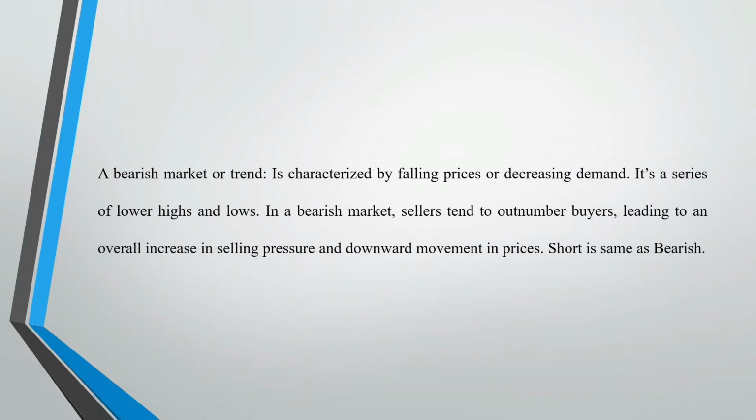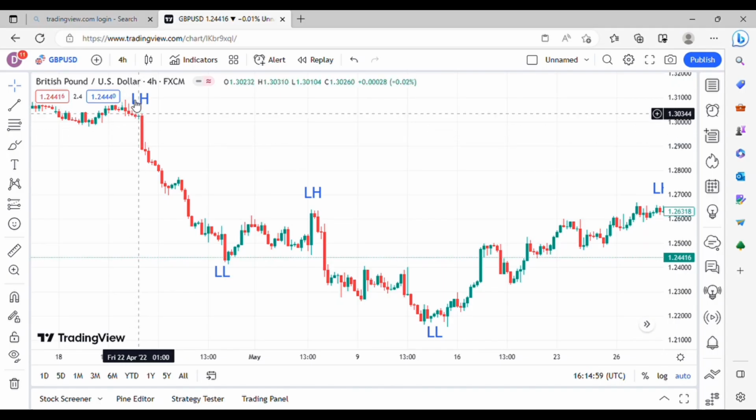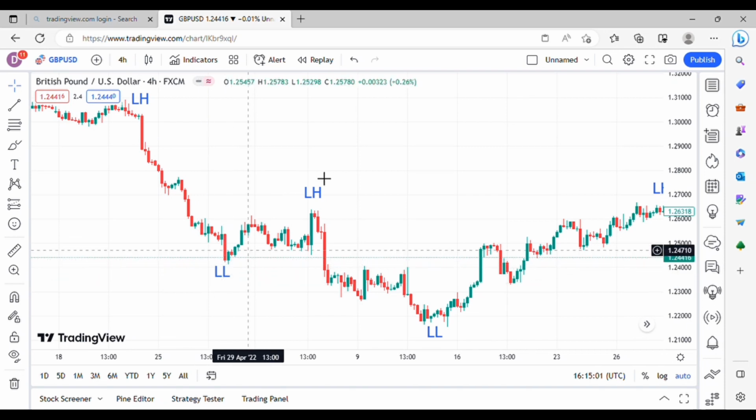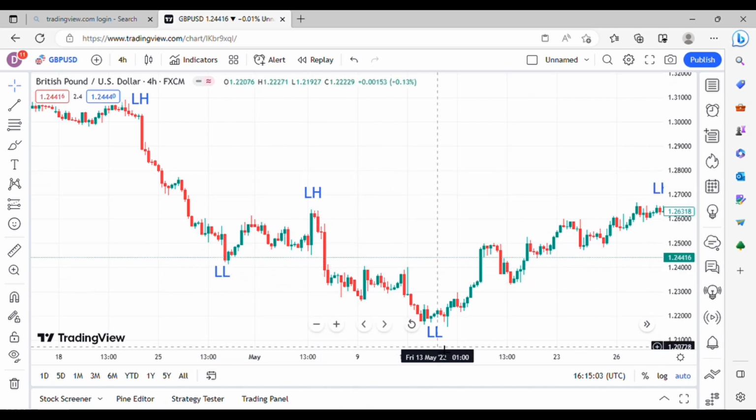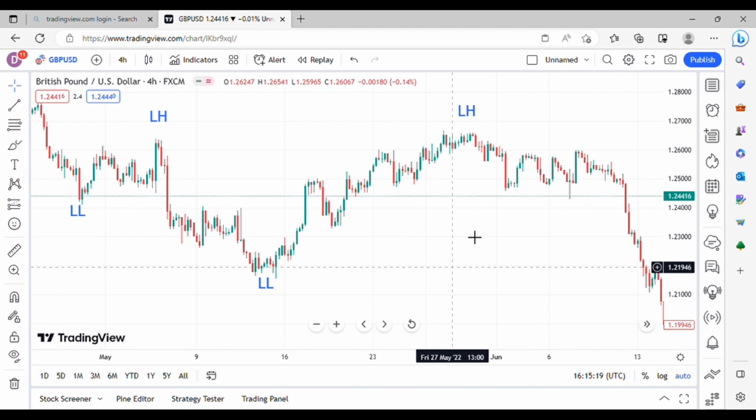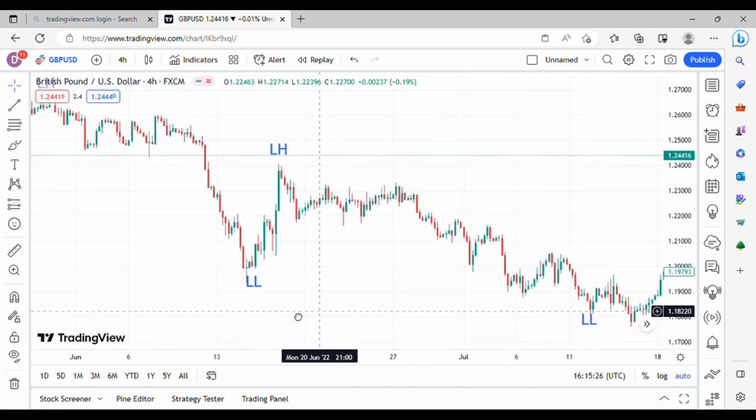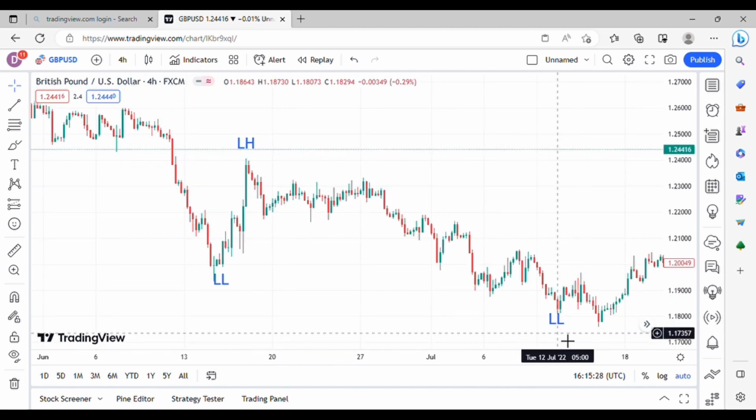A bearish market or trend is characterized by falling prices or decreasing demand. It's a series of lower highs and lower lows. In a bearish market, sellers tend to outnumber buyers, leading to an overall increase in selling pressure and downward movement in prices. Short is the same as bearish.